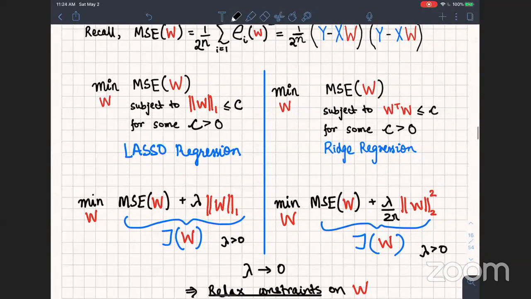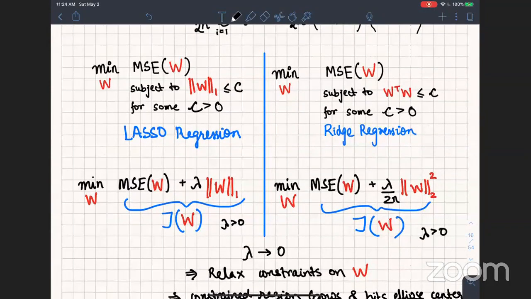Now, to solve an optimization problem where you have to minimize an objective function subject to constraints, what we generally do, and it's true for any numerical optimization, is try to bring the constraints into the objective function so that you don't have constraints.